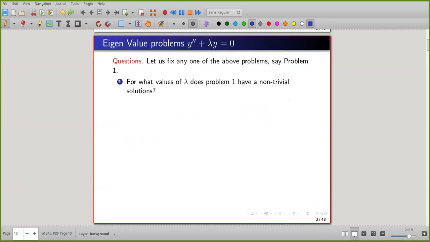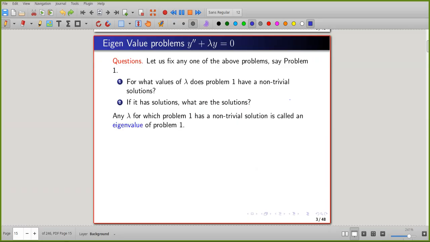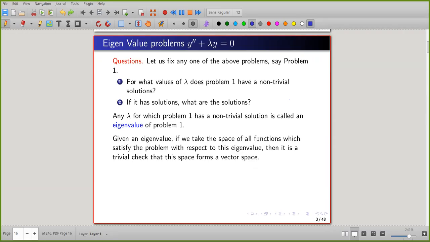Okay. So for what values of lambda does problem 1 have a non-trivial solution? If it has a solution, what are the solutions for that particular lambda? Any lambda for which problem 1 has a non-trivial solution is called an eigenvalue of problem 1. And given an eigenvalue, if we take the space of all functions which satisfy the problem with respect to this eigenvalue, then it is a trivial check that this space forms a vector space.